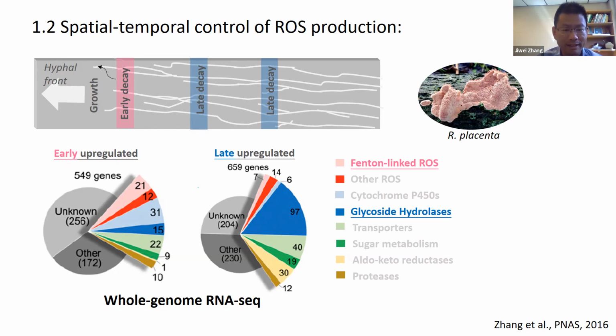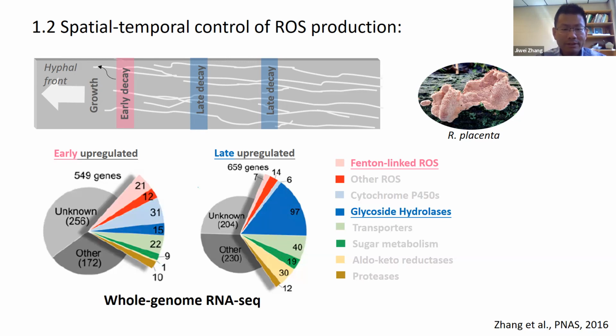And we used RNA-seq technologies to understand the gene expression in the fungi. We found that the ROS producing genes are mainly upregulated at the early decay stages, while the glycoside hydrolases are mainly upregulated at later decay stages. These glycoside hydrolases are mainly involved in the polysaccharide, cellulose, or hemicellulose degradation, which is used for degrading these polymers to release the carbohydrates.